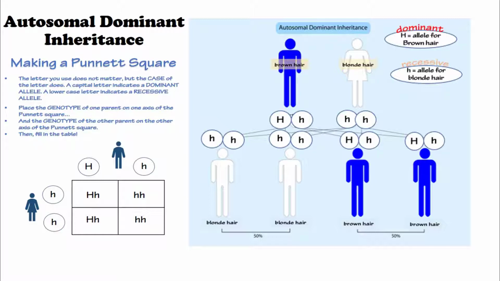Place the genotype of one parent on one axis of the Punnett square, and then the genotype of the other parent on the other axis of the Punnett square. Then you can simply fill in the table.